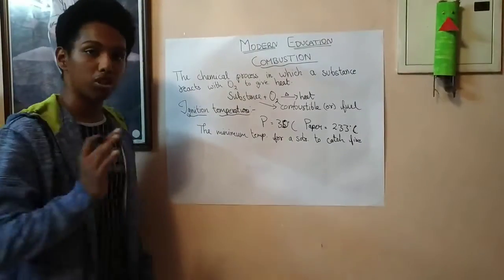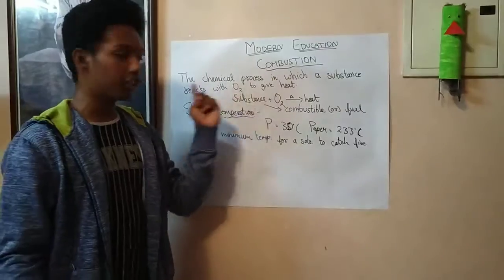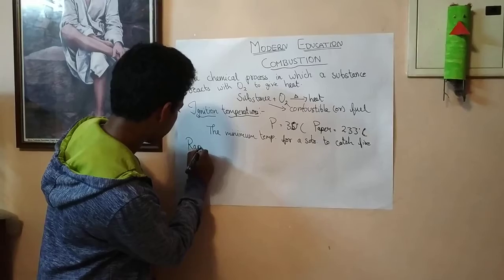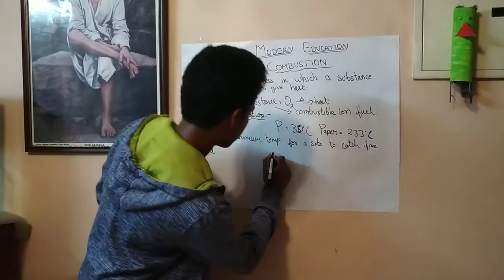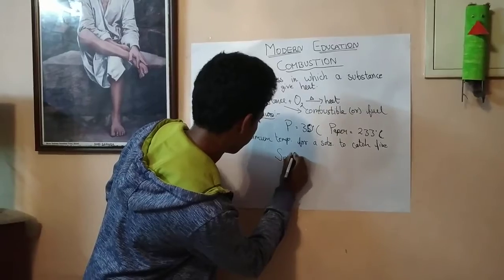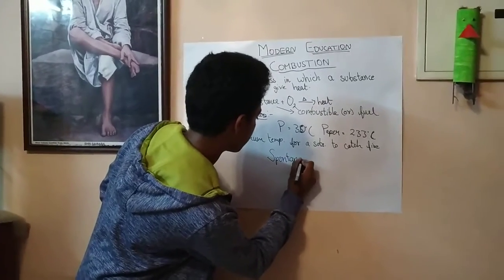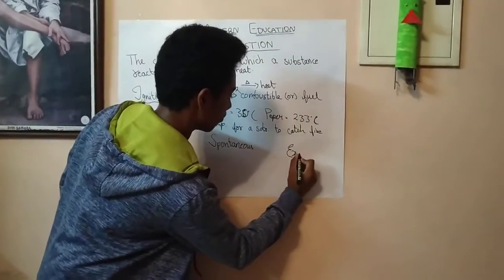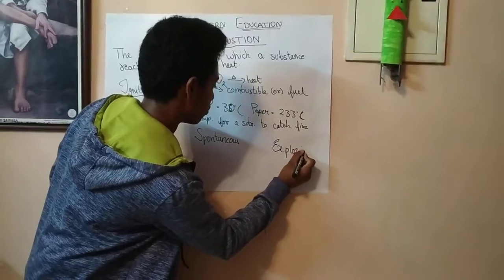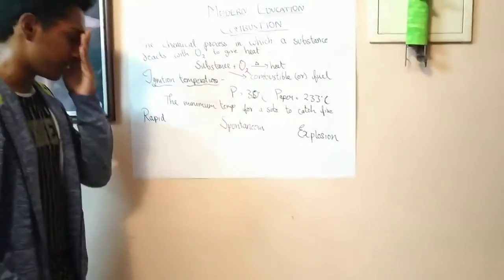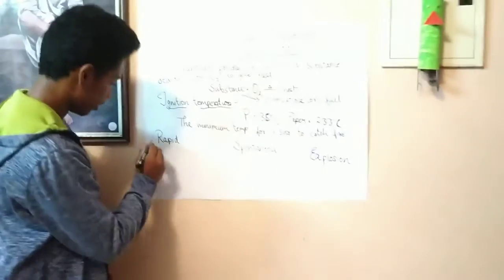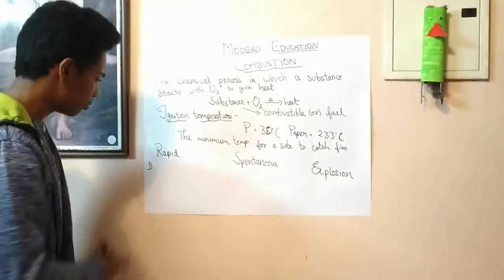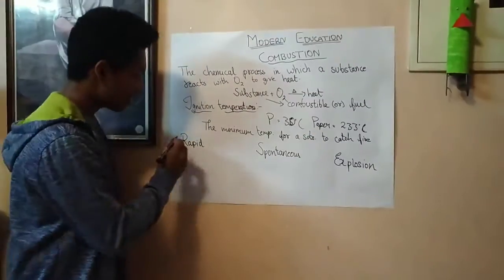Now coming on to the types of combustion. As we know, this is the definition of combustion. It has three types. One is rapid combustion, one more is spontaneous combustion, and the third type of combustion is explosion. So these are the three types of combustion. Now I will explain these in detail. If they ask you to differentiate between any two types of combustion, you can easily do it with the definitions which I gave you. So what is rapid combustion?